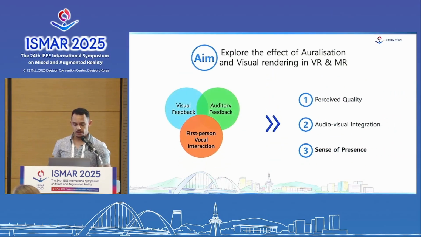So the aim of our study was to explore how the quality of acoustic and visual rendering influences user perception in immersive virtual environments, specifically virtual reality and mixed reality. We focused on three aspects. First, the perceived quality of each of the sensory modalities; second, the integration between audio and visual feedback; as well as a sense of presence as a measure of cognitive engagement. And most importantly, we did it using first-person vocal interaction as a way for users to explore the acoustic properties of the virtual space.